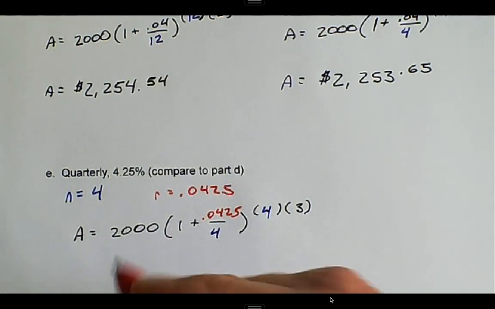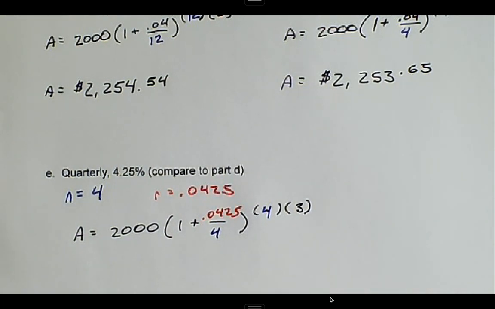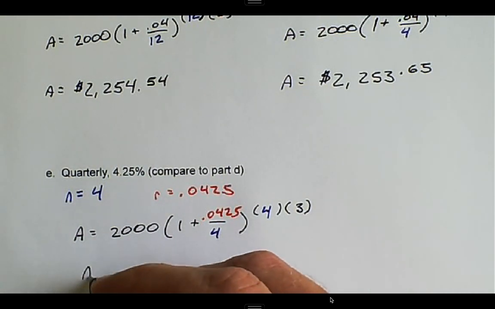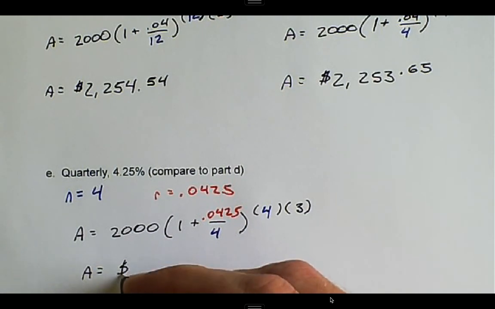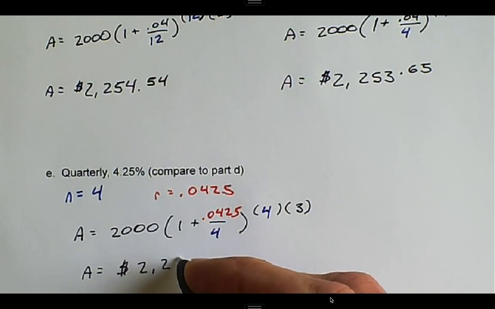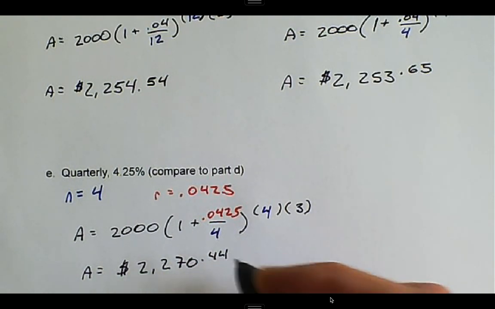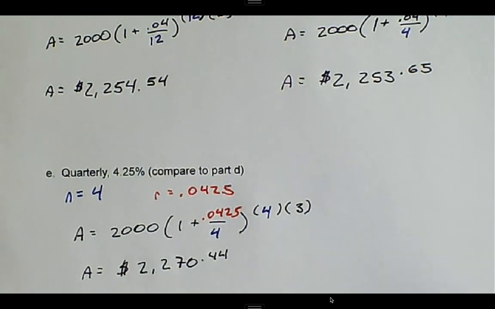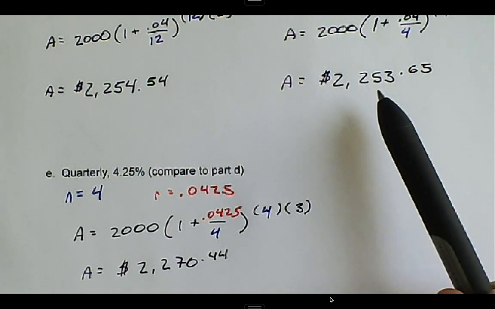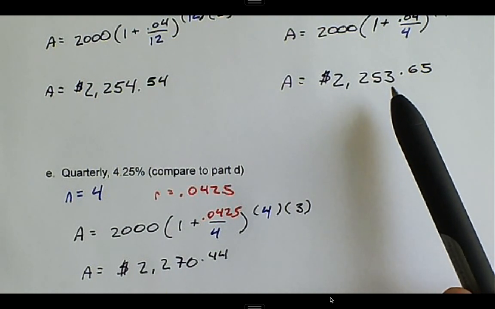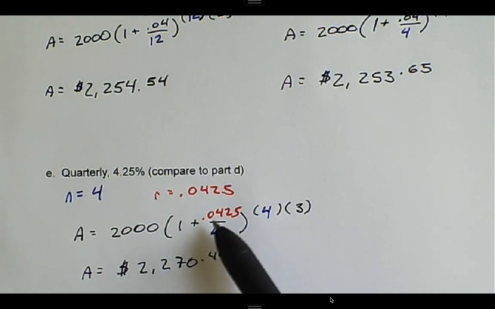When we calculate that out, we get that the amount we're left with at the end is $2,270.44. So we can see that we make quite a bit more money in 3 years, almost $17 more, with the higher percentage rate.